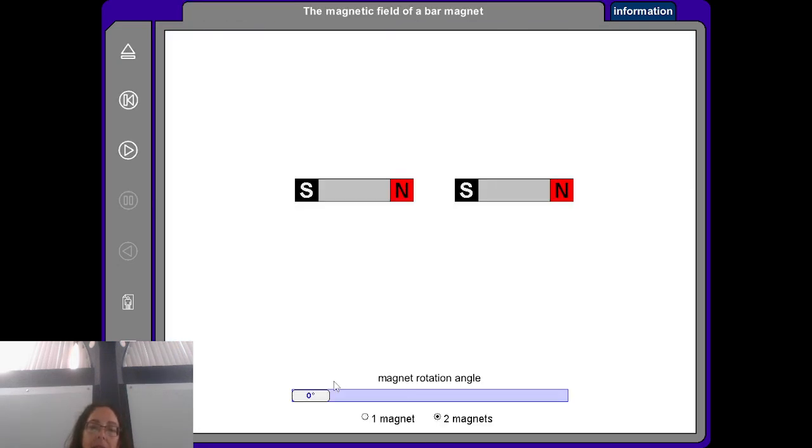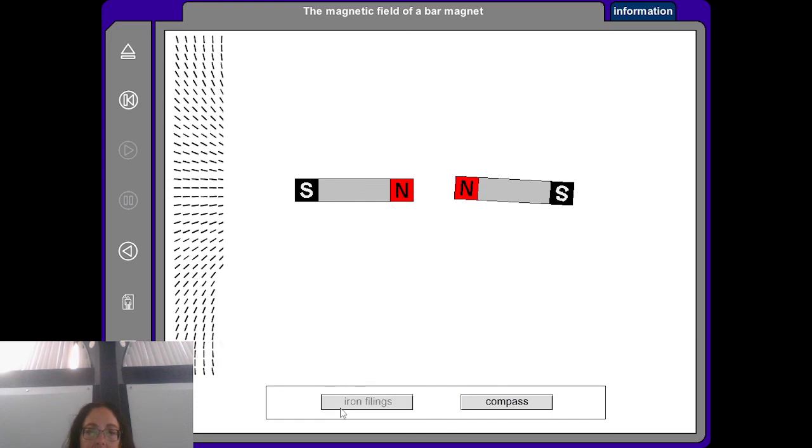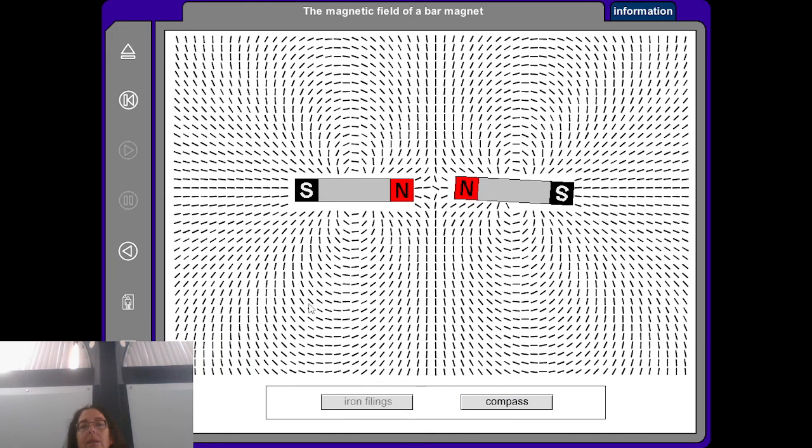So here, you can visualize the magnetic field out of the north into the south, out of the north into the south, right? You can take the compass, and again, the compass will always be parallel. So here you see, it goes in this direction. It's always parallel to the magnetic field lines.